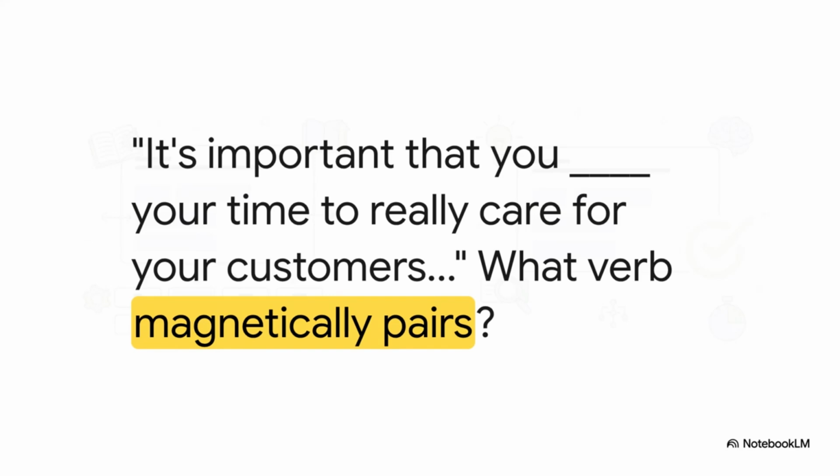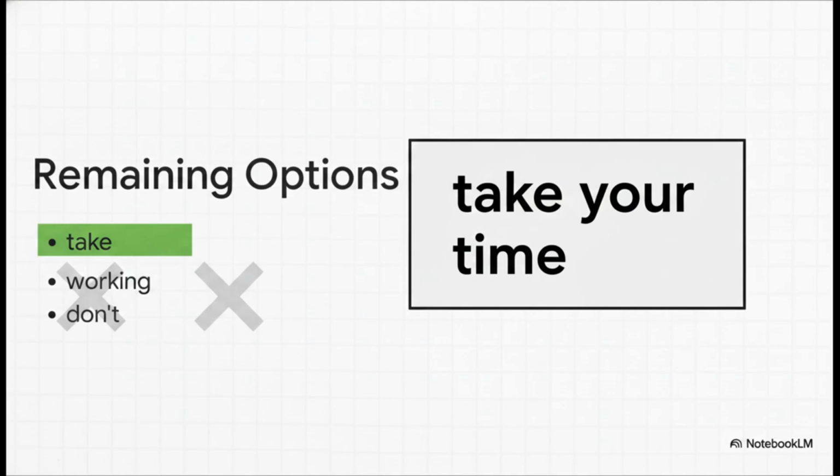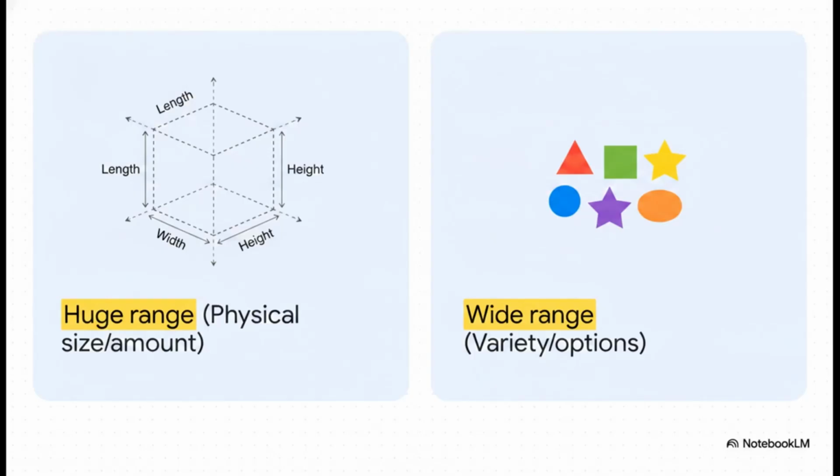Moving to the next phrase. It's important that you blank your time to really care for your customers. I want to prompt you right now. Use your instinct. Don't overthink it at all. What verb naturally, magnetically pairs with the phrase your time? If your instinct immediately shouted take, you are absolutely right. Take your time is a classic everyday collocation. It makes take the undeniable answer here. Saying working your time or don't your time just sounds incredibly wrong to the ear, doesn't it? You take your time.